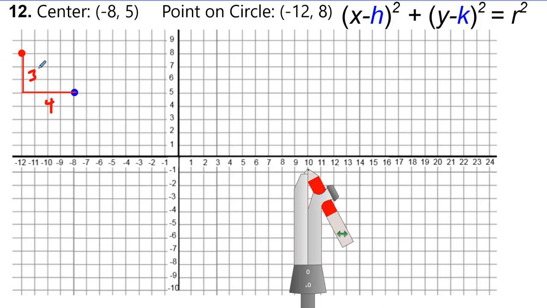To find the radius, we're going to do the Pythagorean theorem with 3 squared plus 4 squared, which is going to be 25. Then we take the square root of that, which is a length of 5. So this radius here has to be equal to 5. And that'll be one of your answers.